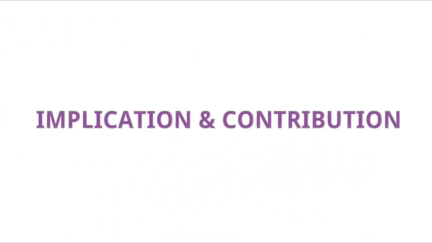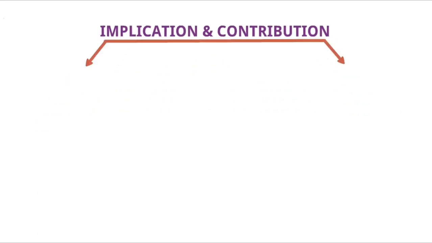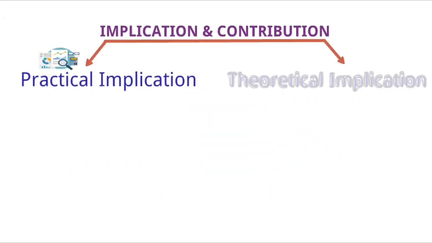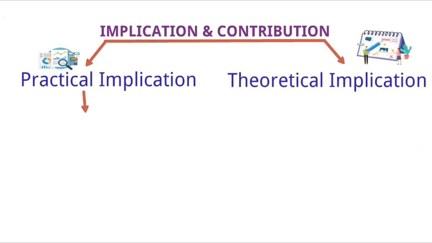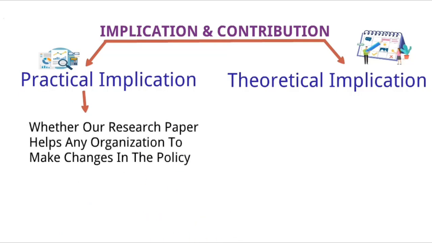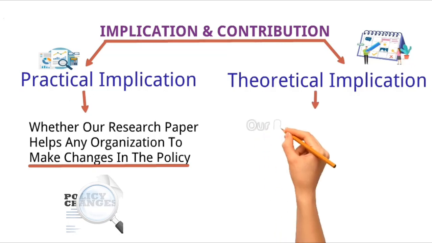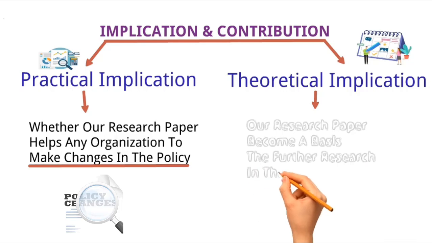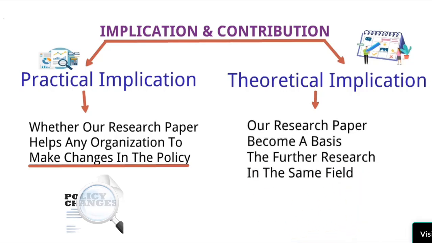Next, move on to the implication and the contribution. We will describe two types of implication, that is practical implication and theoretical implication. In practical implications, we will describe whether our research paper helps any organization to make changes in policy or decisions based on the research paper. Second, in theoretical implication, we will describe whether our research paper will become a basis for further research in the same field or not.